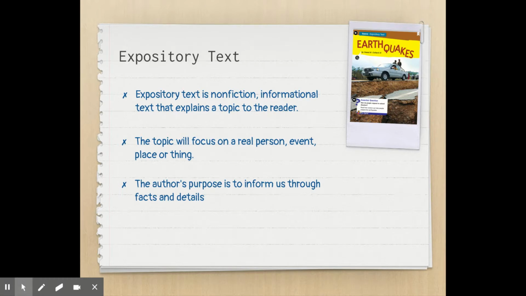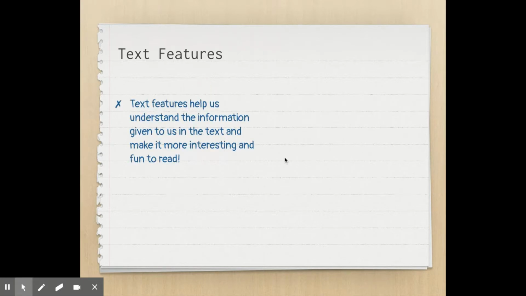Like I said, this week we're going to be talking about informational text about natural disasters. The story that we're going to read, you can see up here in the corner, is going to be about earthquakes. As we go through, we're going to have different information about expository text through this whole 2 weeks. One thing that expository text has is called text features, and text features help us to understand the information given to us and make it more interesting and fun to read.